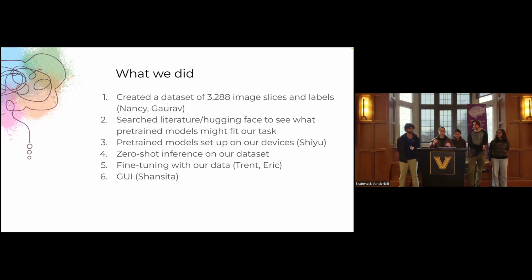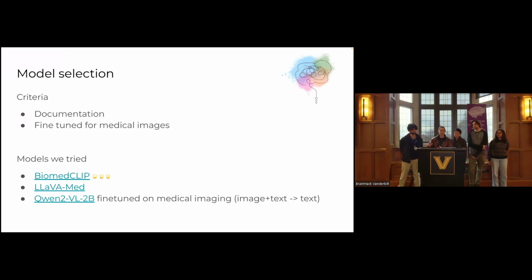After that, we started doing the zero-shot inference on our data set. So we took the model, it already had some example data, but we wanted our own data loader and to integrate the data set that we were actually looking to work with. And after that, we decided we needed to fine tune with our data. There, Trent and Eric really shined. And then after that, we had some mixed results, but we did put everything together into a GUI. So there is some user input and output that we have to show you guys. So right now I will pass it off to Shiyu to talk a little bit about our model selection.